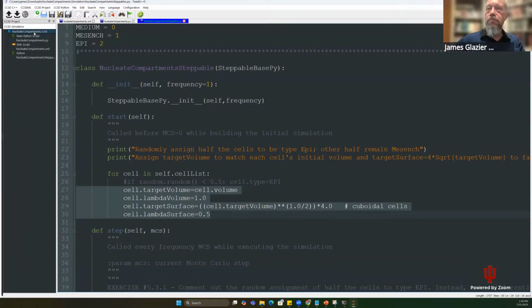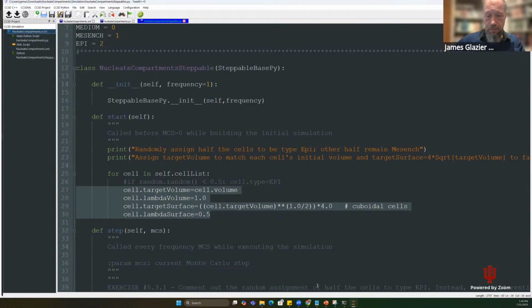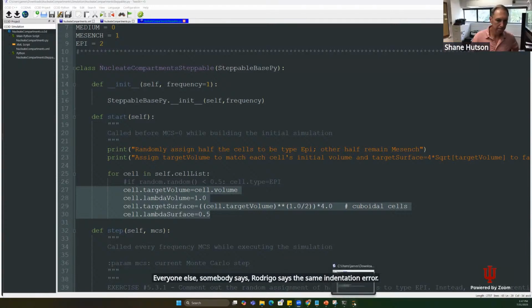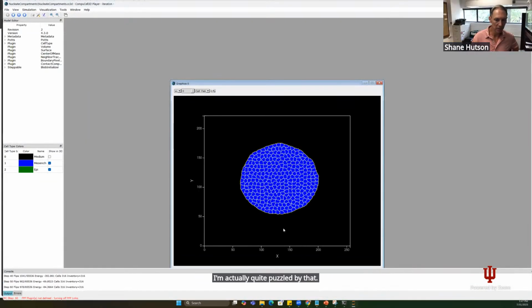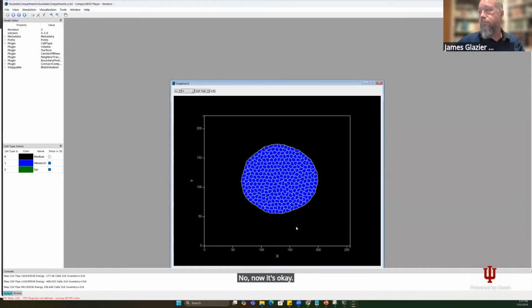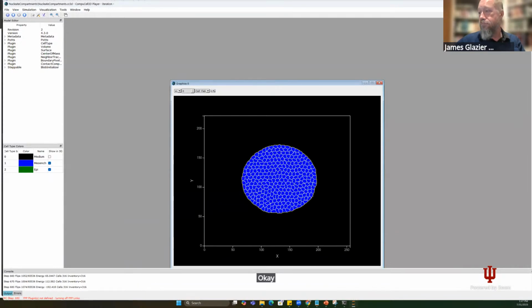Well, let's try again. How about other people? Is it working for you? Rodrigo says the same indentation error. I'm actually quite puzzled by that. It's something to do with the line that was commented out above. There you go. Okay. Yeah. It was somehow when I uncommented, there must have been an illegal character in the line. Okay, great.